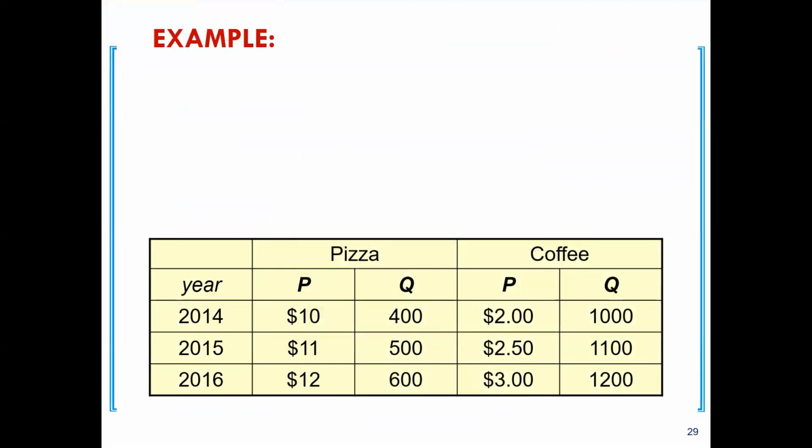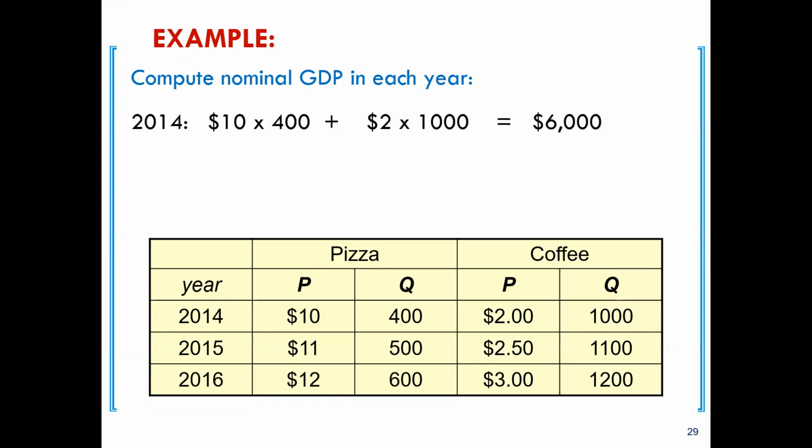Let's consider this example. If the only two items that are produced in an economy are pizza and coffee, then what is the GDP of this country for the 3 years 2014, 2015, and 2016? We are required to compute the GDP for each year. For each year, the sum of the value of pizza and coffee produced will constitute the GDP for that year.